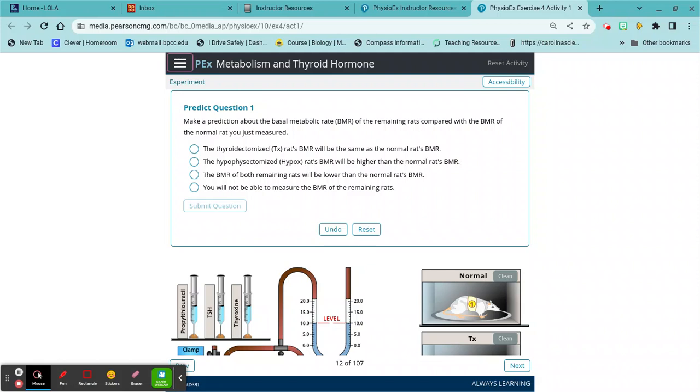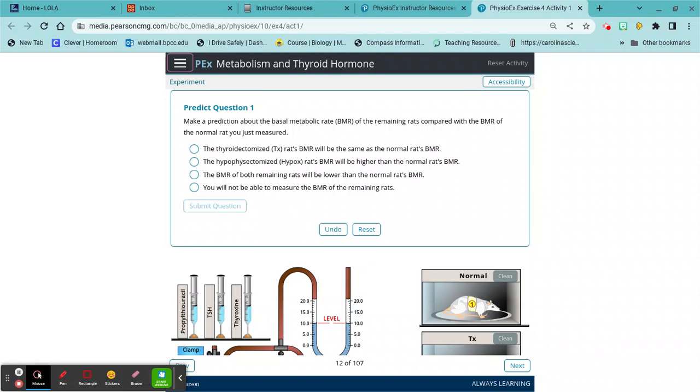The hypophysectomy is the pituitary gland, and so that will be the hypox abbreviation. This rat's BMR will be higher than the normal rat's BMR. So it's saying if I removed the pituitary gland, which, by the way, stimulates the thyroid gland, it would be higher than the normal rat. So I'm going to guess that if I take my pituitary out, I'm probably not going to have a very high rate of BMR because I don't have the pituitary stimulating the thyroid. So I'm not going to choose that one either.